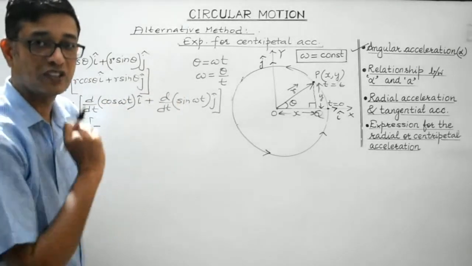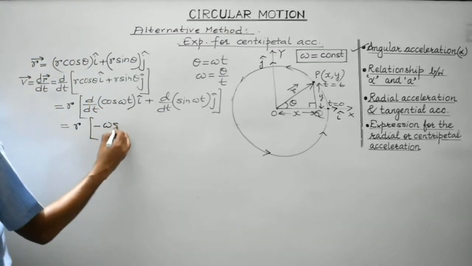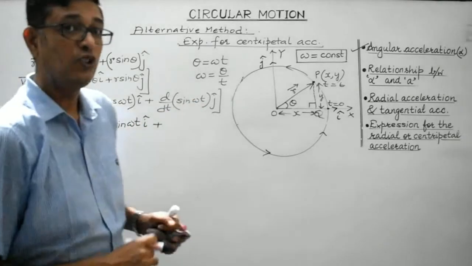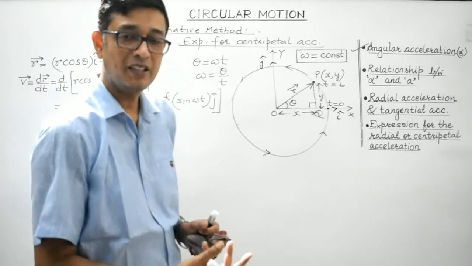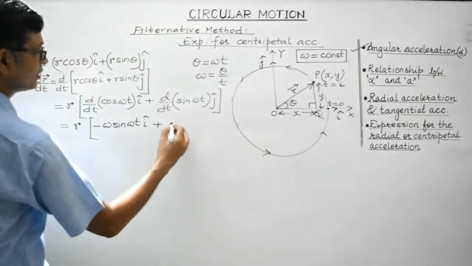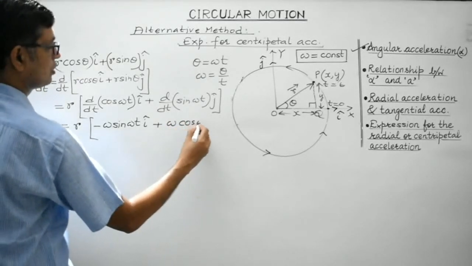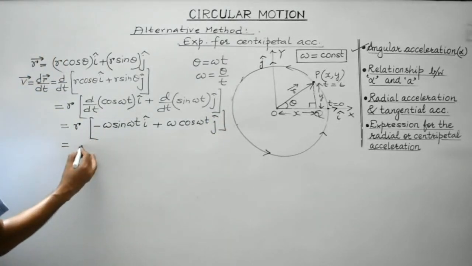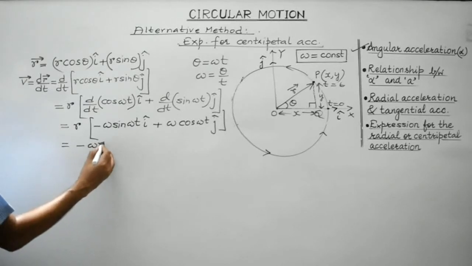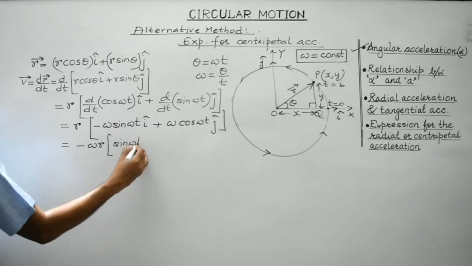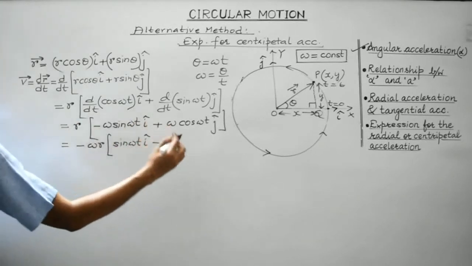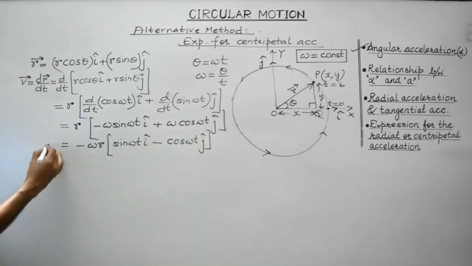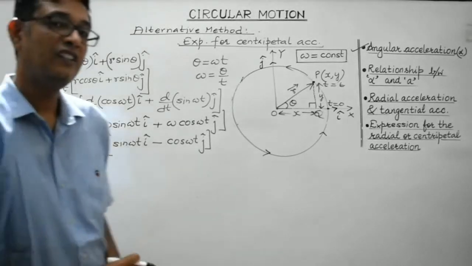So omega will come out as it is constant. So we'll get minus omega sin omega t i cap. The differentiation of sin omega t is cos omega t multiplied by differentiation of omega t, and that will give us plus omega cos omega t j cap, right? So omega being constant, it can be taken outside, minus omega r. So we can write here sin omega t i cap, minus has been taken as common, so over here we get cos omega t j cap. This is the expression for the linear velocity.